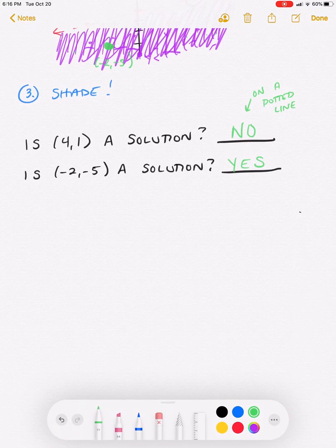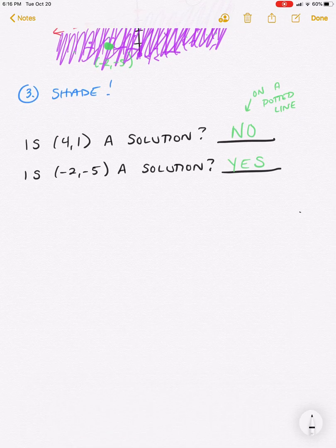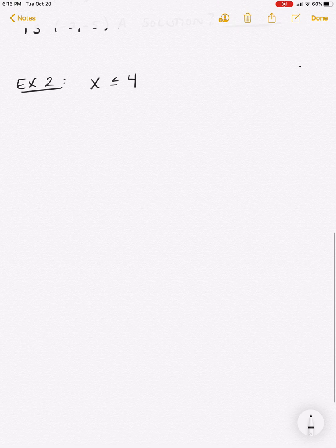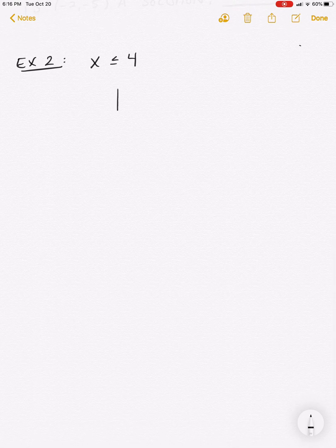Okay, let's go ahead and look at a couple more lines, because this is usually where we sometimes have trouble, when we see a vertical and a horizontal line. So how would we graph the line x is less than or equal to 4? Well, let's start by making our graph. I'm just going to count 5 units in each direction.